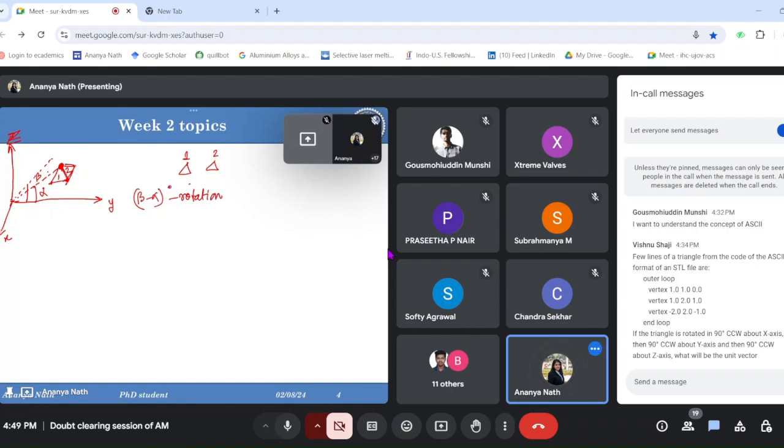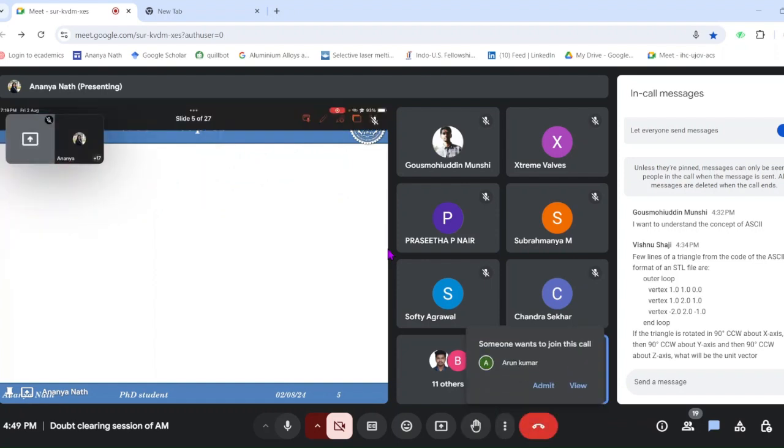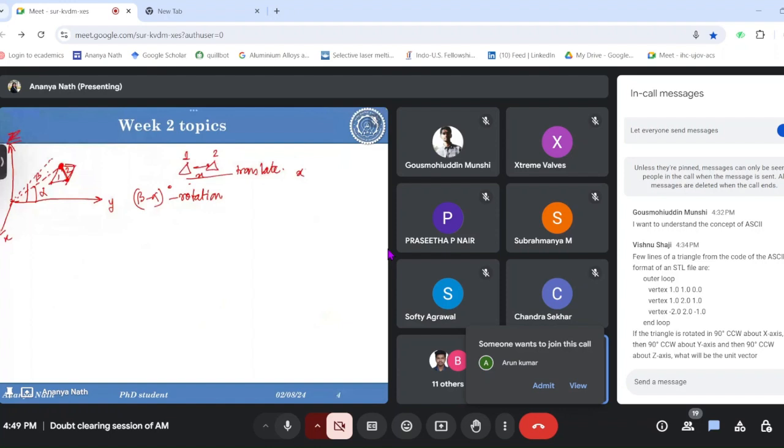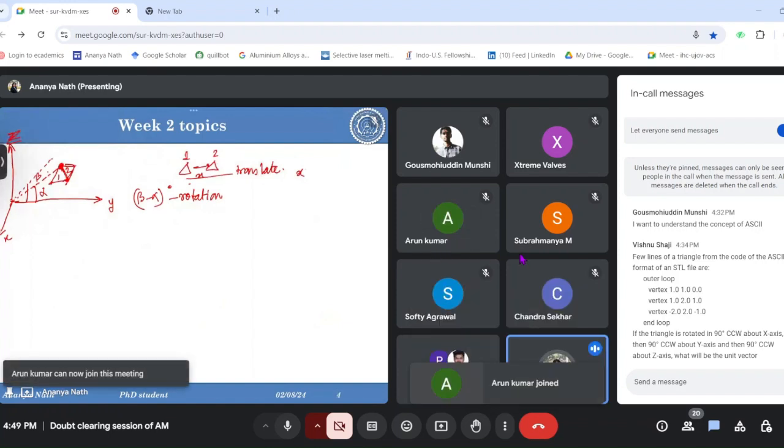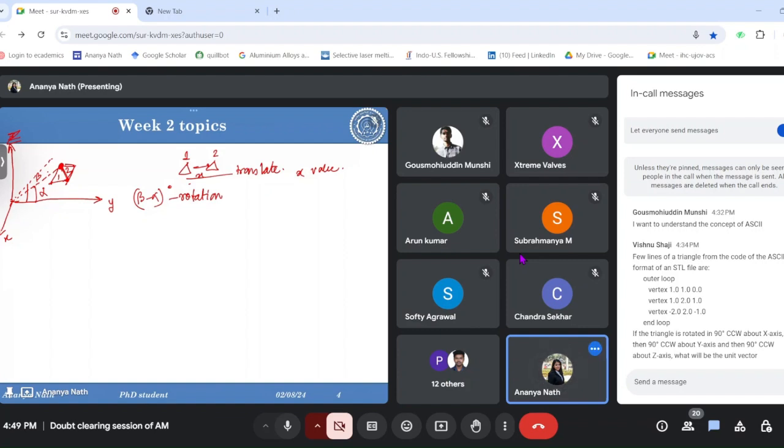This is degree. And the other situation is you want to translate this by x value. If you want to translate the triangle, the normal of the triangle will not change, but if you want to rotate the triangle, the normal of the triangle will be changed. So there is a difference. To translate the triangle, you can make a simple algorithm.